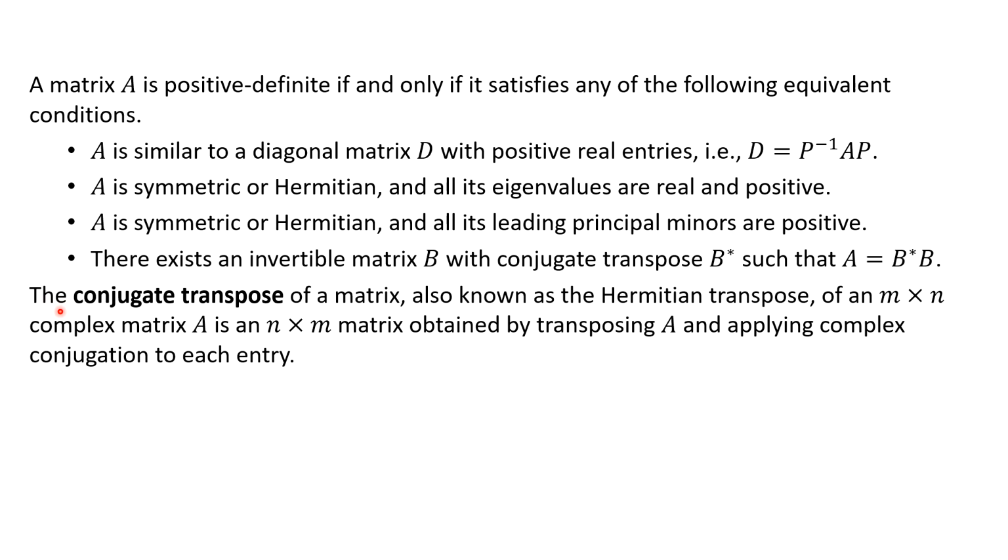Then I have a definition here, which I think I mentioned already, but I'll emphasize it again. The conjugate transpose of a matrix, also known as the Hermitian transpose of an M by N complex matrix A, is an N by M matrix obtained by transposing A and applying complex conjugation to each entry. Yeah, so I mentioned this before, but just define it formally here.